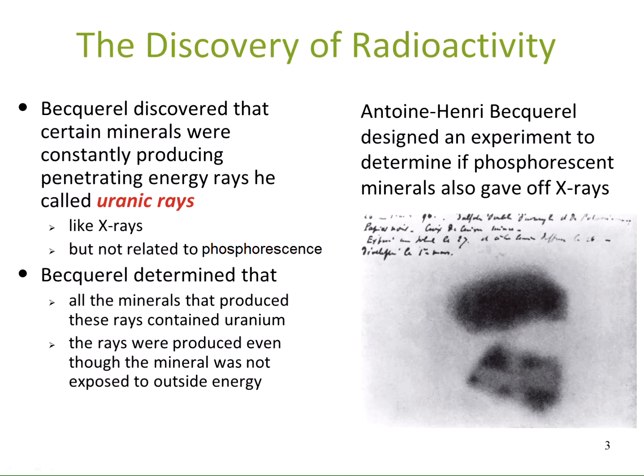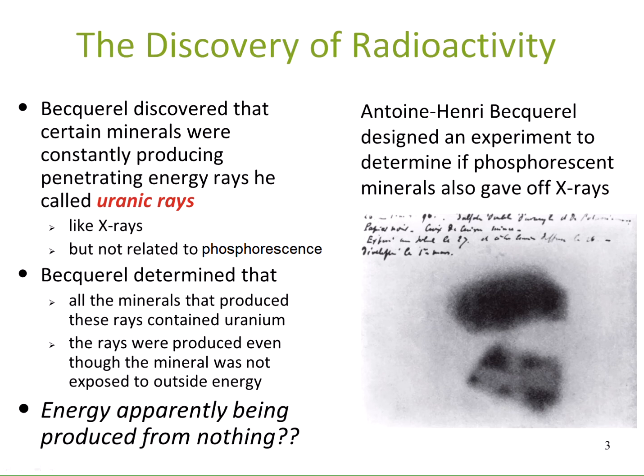And Becquerel determined that all the minerals that produce these rays contained uranium. So this is why he called them uranic rays. And the rays were produced even though the mineral was not exposed to outside energy. Because with some phosphorescent materials, you expose it to light, and then later on it glows. But these minerals that had these uranic rays, it didn't matter if they were exposed to the outside light or sun. They always gave off this extra energy.